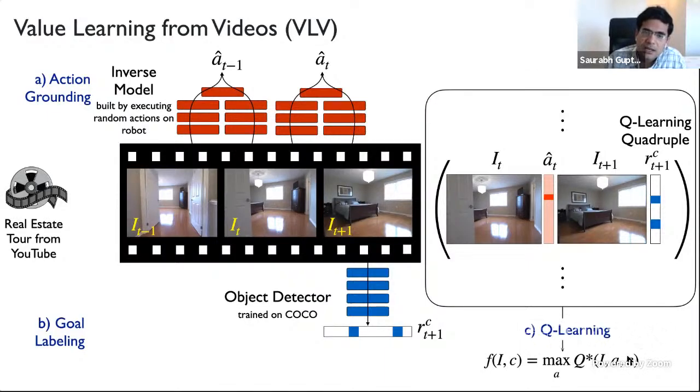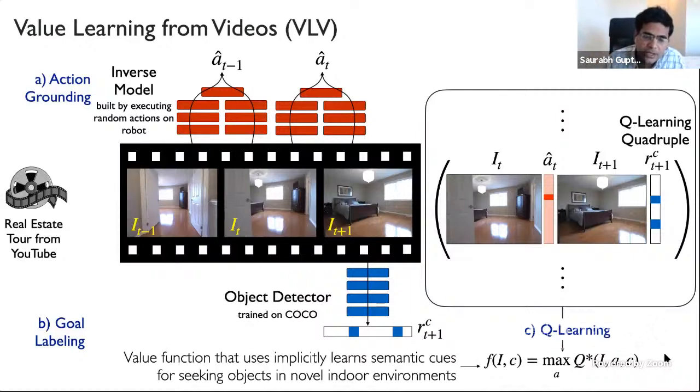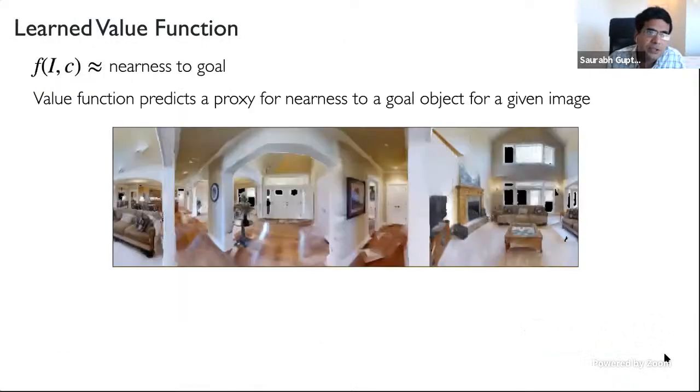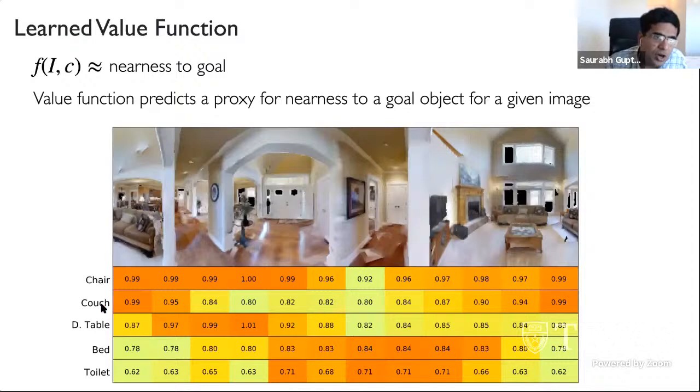And now I can basically do this magic, which is Q learning with this. It will learn the optimal function, which measures how close I am to the target object, right? And that kind of learns the function. So let me show you an example. On the bottom, I'm showing the prediction for the values that this particular method learns.